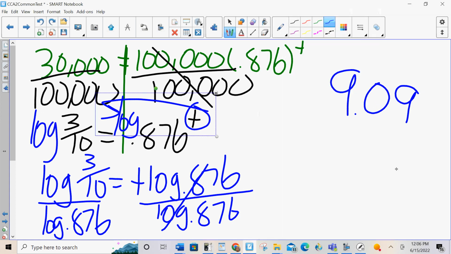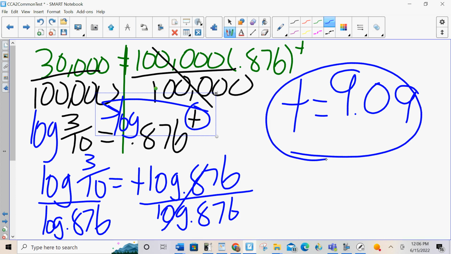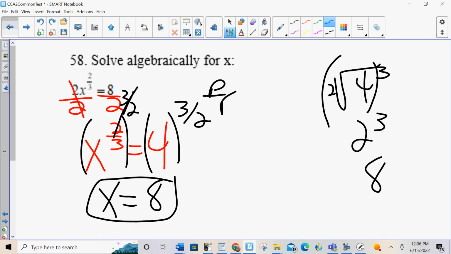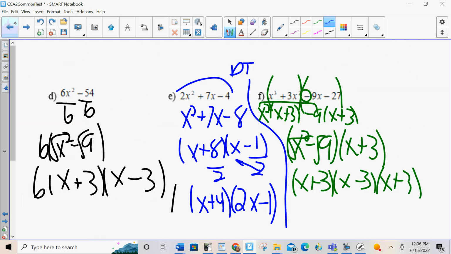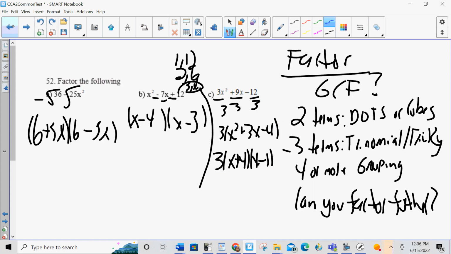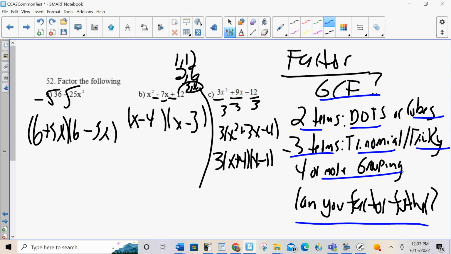And that's it. This video is all the algebra skills that you need in order to be successful on the Algebra 2 Regents. We started off with factoring. When you're factoring, is there a GCF at the beginning? Can you factor further at the end? In between, 2 terms is either difference of squares or cubes, 3 terms is a trinomial or a tricky trinomial, and 4 or more is grouping.